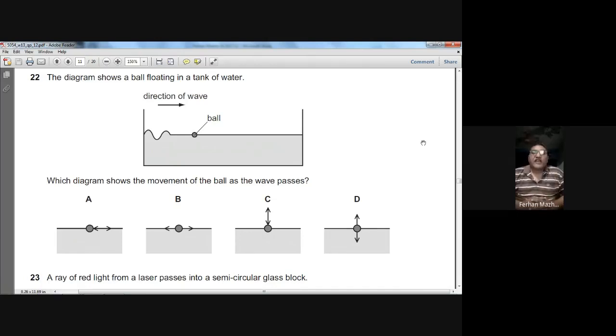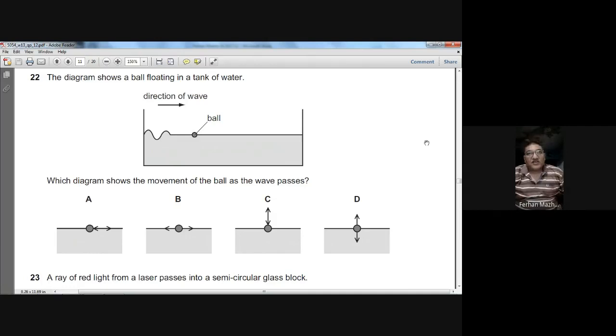And in transverse waves, the particles of the medium vibrate perpendicular to the direction of the propagation of the wave. So if the waves are going in this direction, the particles of the medium will be vibrating perpendicular to the direction of the wave. Okay? So if the waves are going to the right, the particles of the medium will be vibrating like this, perpendicular to the direction of the propagation of the wave.